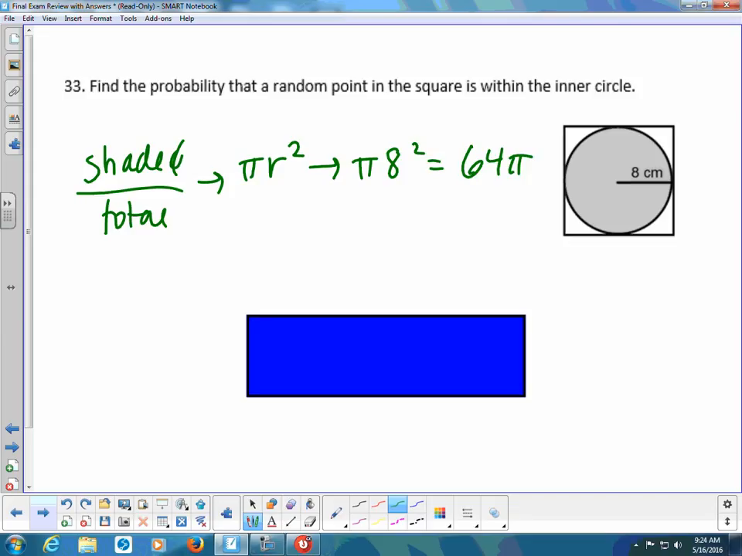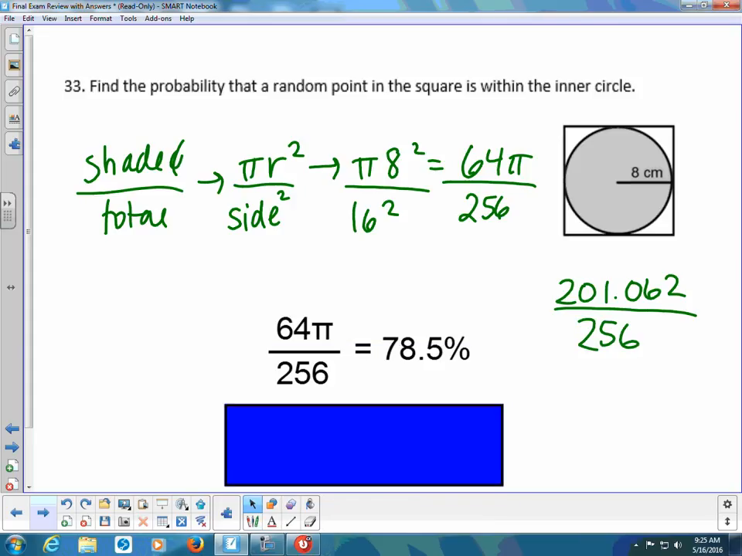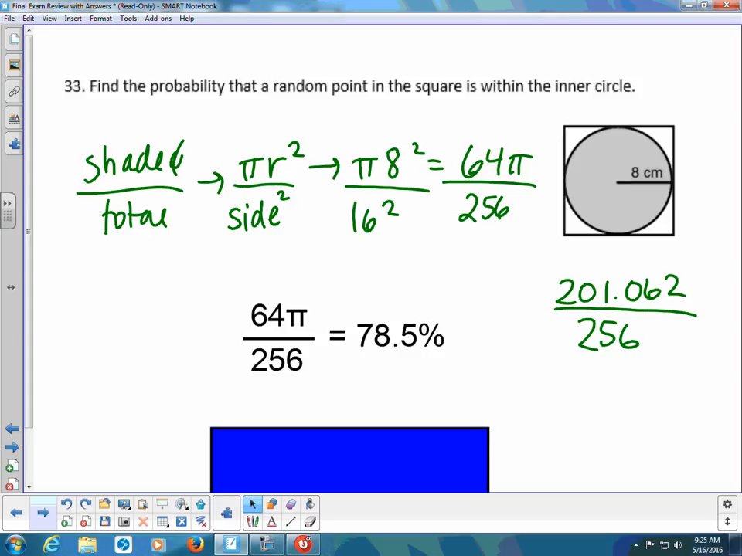I don't have my calculator, but if you want to make that a decimal, go ahead. Patrick, did you? I got 201.062. 201.062? Okay. Alright, my total then, the large shape there, is a square. How do you find the area of a square? Length times width, or the side squared? The length of the side, perfect, is 16. That should be 256. So you can either give me an answer of 64 pi over 256, or you can make it into a decimal or a percent. I'm pretty flexible on what you give me as far as that goes. Other questions?